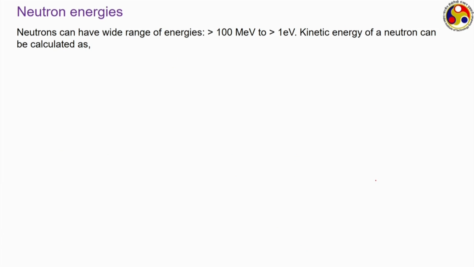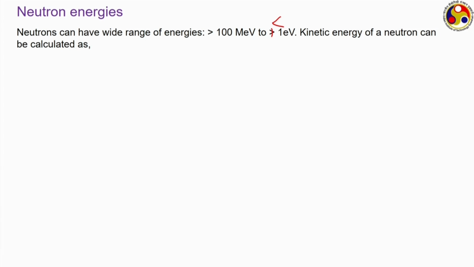Now, we know that the neutron needs some kind of energy to approach the nucleus and also to have enough momentum to cause some kind of transmutation process, and this energy level of the neutron can vary widely. It can be greater than 100 mega electron volts, a few billion electron volts, whereas it can be as small as much less than 1 electron volt as well.